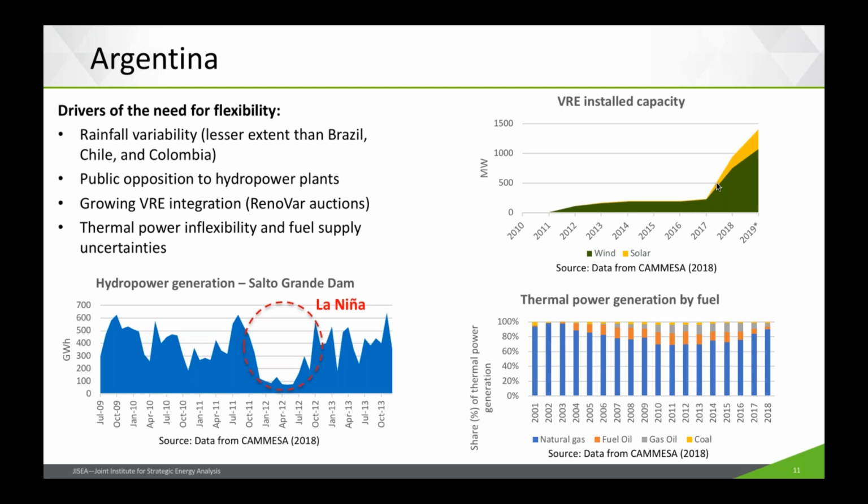The auctions were successful in terms of market outcomes, but these auctions also highlighted the need for more transmission and distribution infrastructure. And we also need to talk about the thermal power inflexibility and fuel supply uncertainties. For example, in years when natural gas was not widely available in Argentina, the country had to resort to an expensive fuel such as gas oil and fuel oil. You can see in the right-hand side figure on the bottom of this slide, in the years of 2010, 2011, 2012, the high use of fuel oil and gas oil, which are very expensive fuels. Next slide.